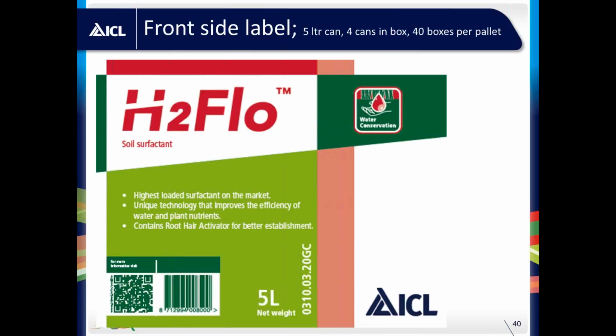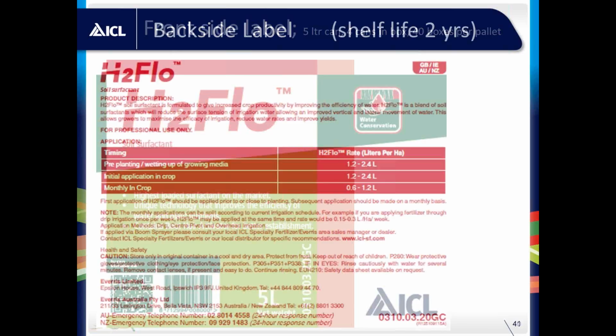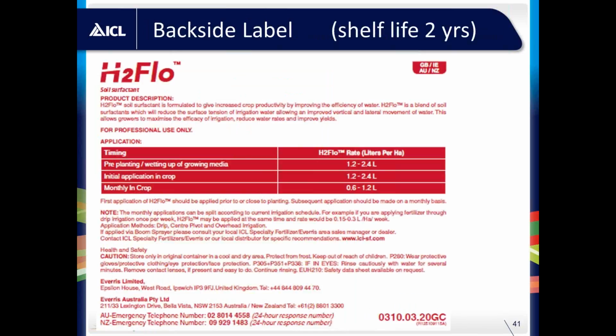This is just the label here, so this is what will actually be appearing on the bottles. We're packaging the product into 5-litre bottles, so it's 4 by 5, so 4 bottles or cans in a box, and then there's 40 boxes per pallet. And the reverse label has all the application rates on there. Hopefully, it should be very clear on how to use.